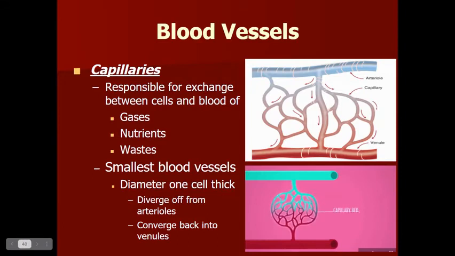The third type of blood vessel are capillaries. Capillaries are responsible for the exchange between cells and the blood of gases, nutrients, and wastes. These blood vessels have the smallest diameter. The diameter is only about 1 cell thick. And so these capillaries will diverge off of the arterioles, and then they'll converge back into the venules.